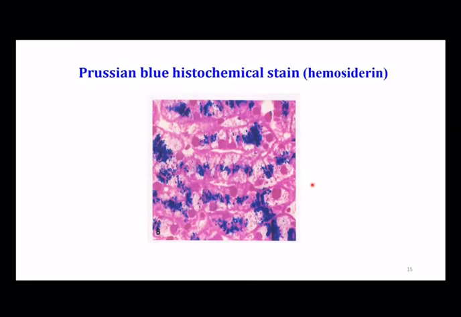In our body, small amount of hemosiderin is normal in the mononuclear phagocytes of the bone marrow, spleen, and liver, because there is extensive red cell breakdown. The iron can be identified by Prussian blue histochemical stain. In this picture, iron particles are stained blue, like here.